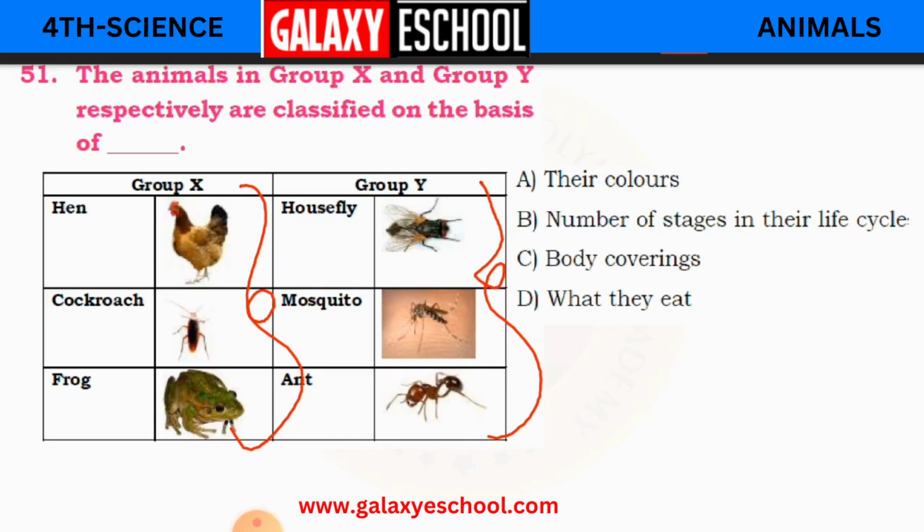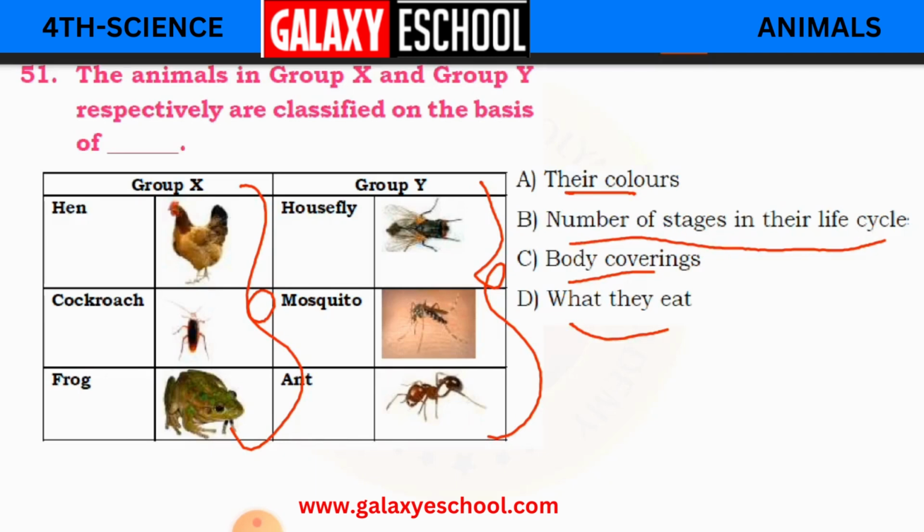So why are they divided into two groups? Now what is the similarity or what is the difference between these two groups? So that we have to give the answer. On what basis are they divided, whether because of their colors, A option, or because of the number of stages in their life cycle, or because of their body coverings, or what they eat. So there are four different categories. On what basis are they divided?